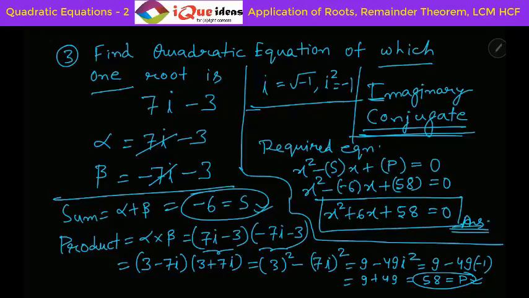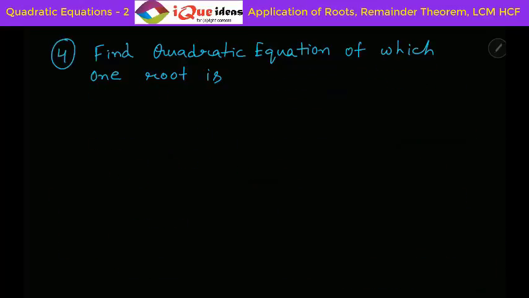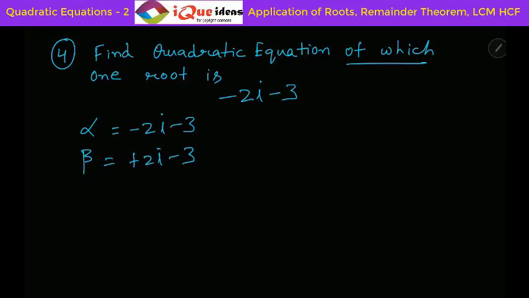Okay, let's take one more question like this. Now let's take one more question in this. It says find quadratic equation of which one root is minus 2i minus 3. So let's say the one root is alpha, that is minus 2i minus 3. Now this is imaginary root, so the other root beta has to be the conjugate pair of this, and in that we just change the sign of imaginary part. So here it is minus 2i, so in the second root it will be plus 2i minus 3.